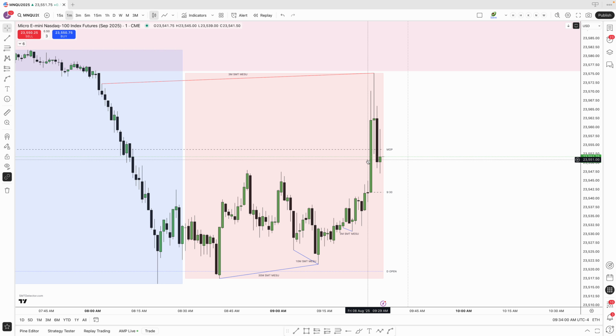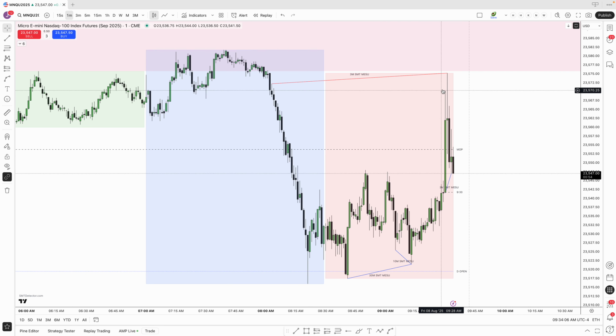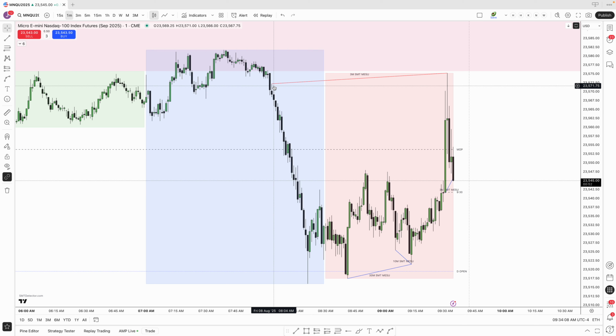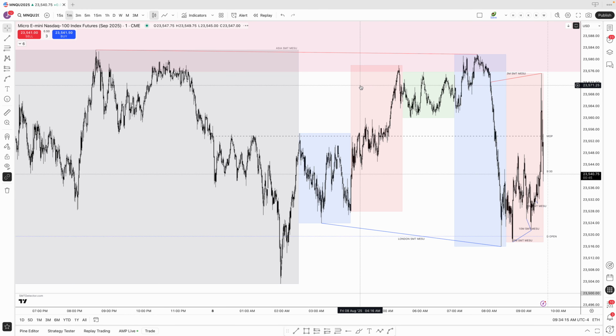So I like the run higher. That's what I want to see. I'd like to see a manipulation of this high here, the previous cycle. We have SMT here on ES. What we don't have is SMT at the SMR. Okay, I'd like to see SMT at the SMR there.